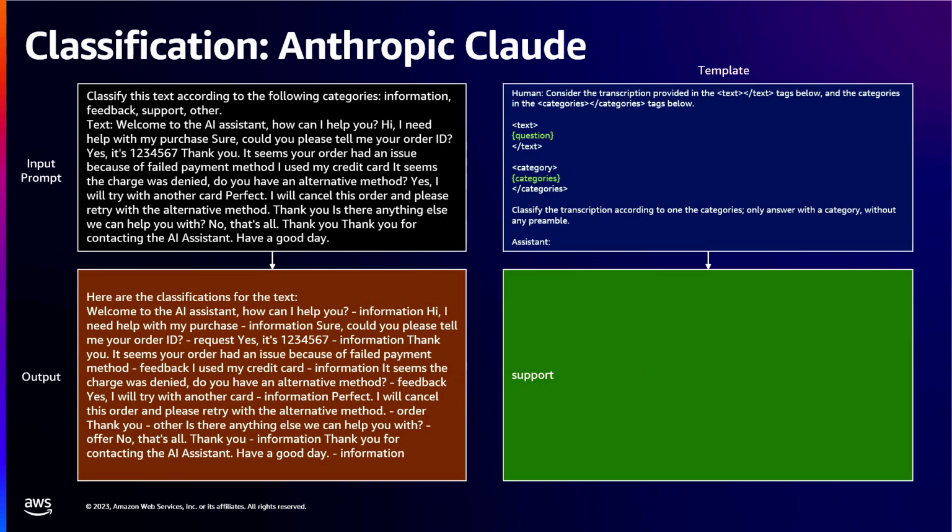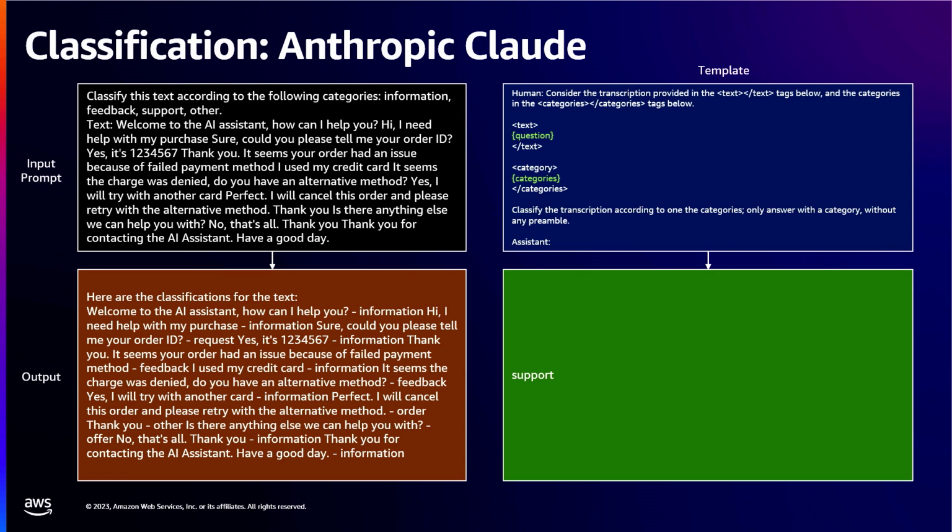We can also look at classification. Summarization is something that we've seen in the demo, right? Kind of summarization or text generation of a summary. But if you look at classification, we really want to take this long passage, and you could read it. "Welcome to the AI assistant. How can I help you?" "Hi, I need help with my purchase." "Sure. Could you please tell me your order ID," and so on and so forth. So there's an entire conversation transcript here, and we just want to label it.